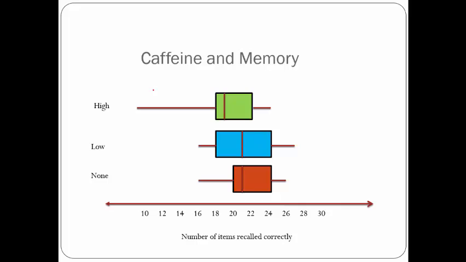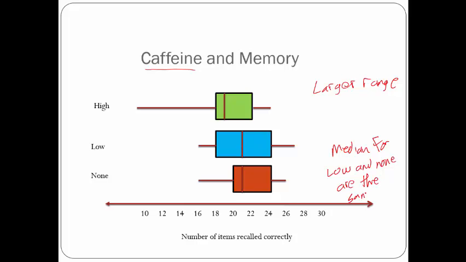And it allows us to kind of compare these different levels of caffeine and how much it affects memory, right? Number of items recalled correctly depending upon what level of caffeine you're in. So now someone can say, well, high caffeine had a larger range. It looks like the medians for low and none are the same. It looks like none had the smallest range. So the larger range for high, smallest range for none.